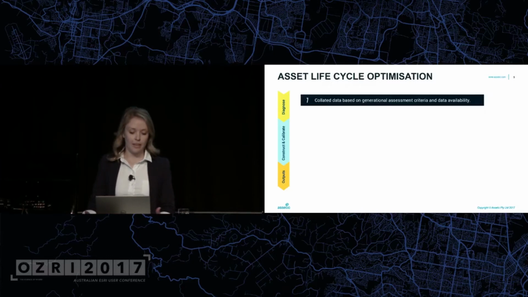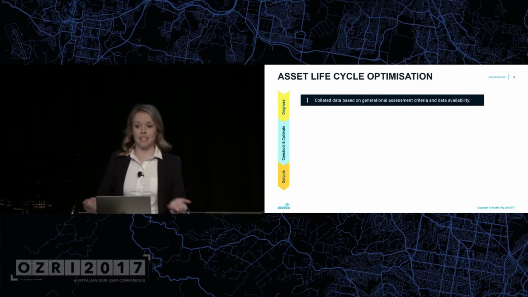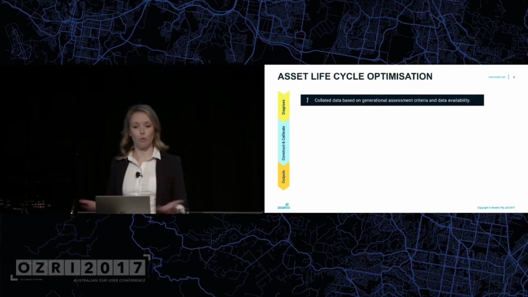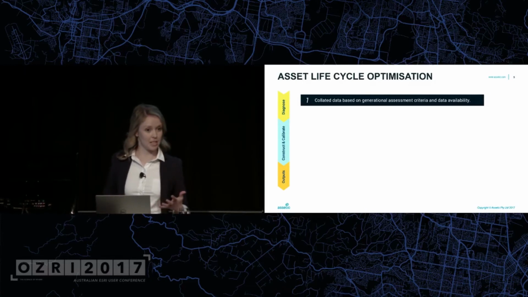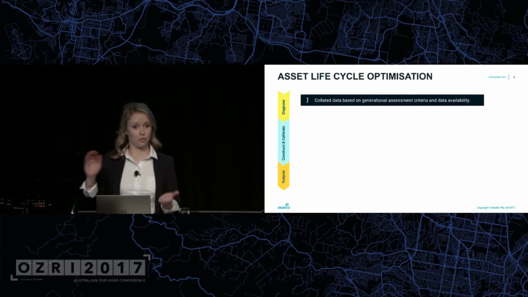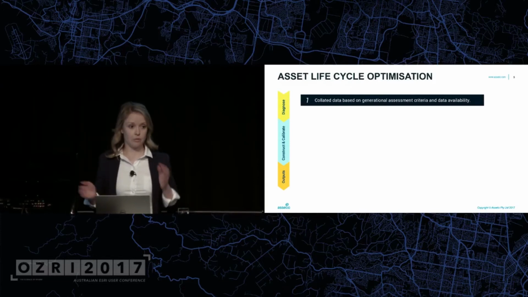The first one is to collate the data based on a generational assessment criteria and their data availability. So we go into Sydney Trains, say, okay, can you please hand over all of the data that you've got? We'll do a bit of an assessment on it, see where you're sitting, see what we can do with it, and we'll go from there. We found that Sydney Trains, from a 1 to 4, 1 being really poor and 4 being really good, are around about a 2. So they're mid to lower range on most of their assets.